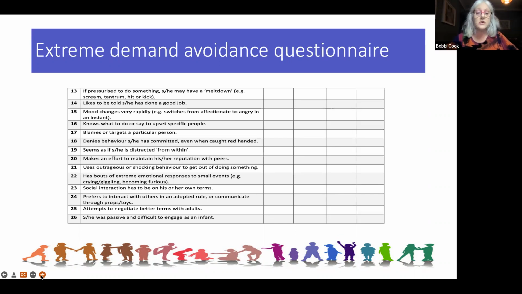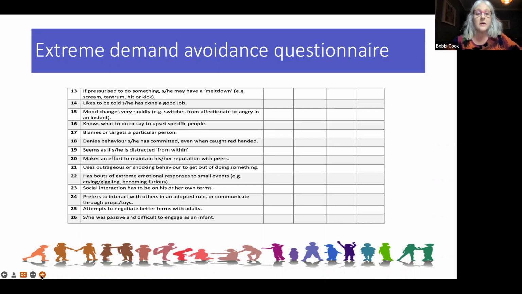Uses outrageous or shocking behavior to get out of doing something. I've seen kids run out in front of cars, develop pseudo seizure syndromes, hurt themselves on purpose, make themselves sick on purpose, just have a huge meltdown and run incredibly late so you can't get out the door. And that is something that can significantly impact siblings over a number of years and lead to great distress and great resentment.